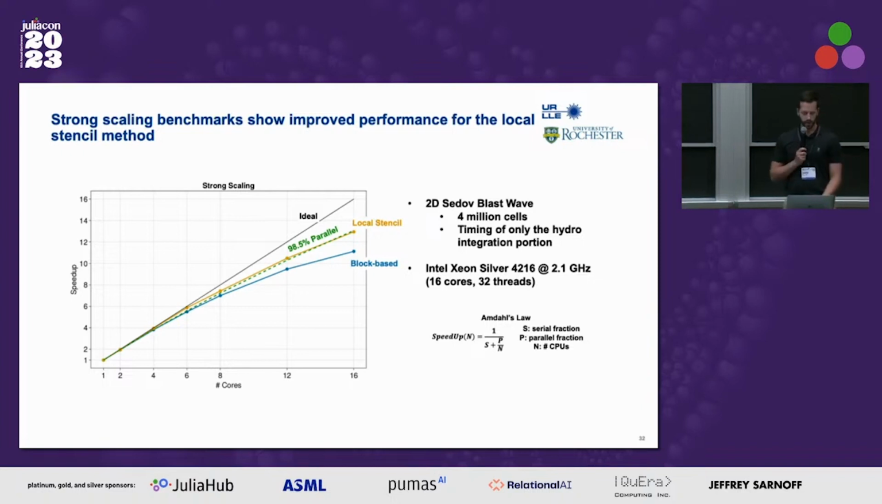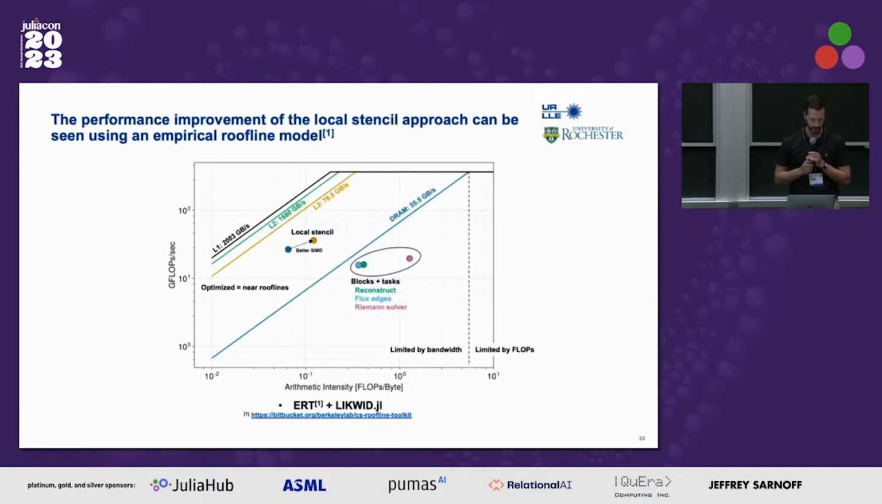So the old algorithm was block-based. Here we see the scaling tend to fall off a little bit. The idea here is obviously you want the ideal where you add 2 cores, you get a 2x speed up. And with this local stencil method, we get about 98.5% parallel efficiency, which is notable because normally when you see these strong scaling slides, they'll do it on a log-log scale to hide the fact that they're not quite ideal. So I was pretty happy.